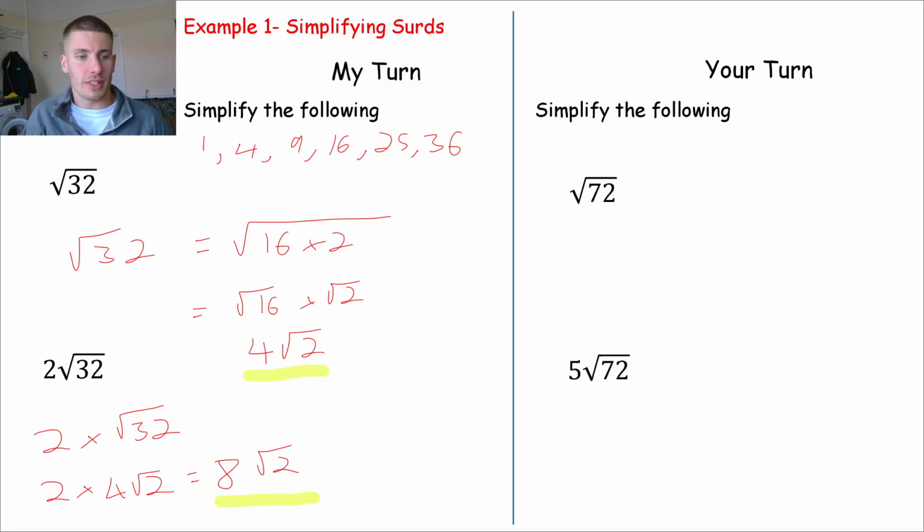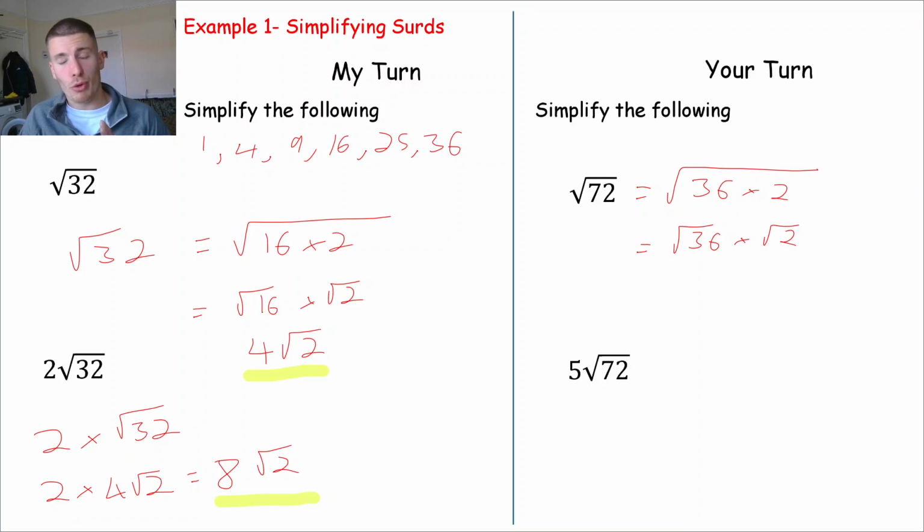So hopefully you've had a go at those. Let's go through them now. The first one, root 72. Again, two numbers that multiply to make 72. It's going to be 36 times 2. So we can write this as 36 times 2. And again, you can break it up into two surds. Root 36 times root 2. Root 36, of course, is 6. So you get 6 root 2 as your answer.